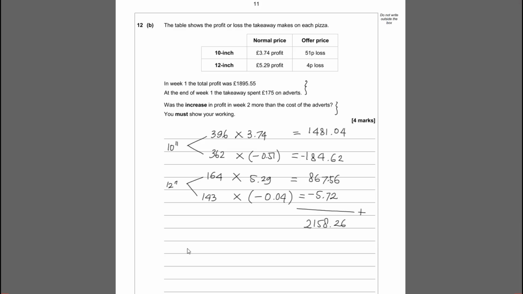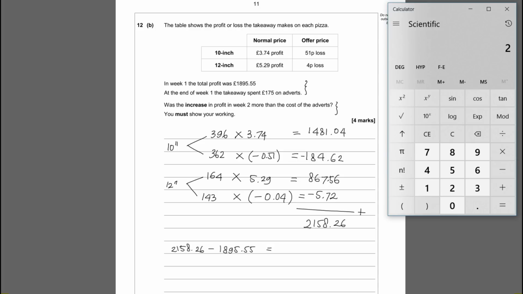Now we will see how much they have increased the profit from week 1 to week 2. So the profit in week 2, it was 2158.26. Compared to the profit from week 1, it's 1895.55. So we will see how much it increased. It's 2158.26, take away 1895.55.